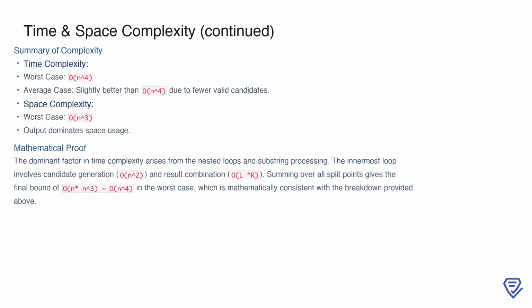The mathematical proof for the time complexity stems from the nested operations: generating candidates with O(n^2) complexity, combining results proportional to the Cartesian product of candidates, and summing over all split points, which results in the final bound of O(n * n^3), equivalent to O(n^4). This breakdown confirms the efficiency of the optimized solution compared to the brute force approach.